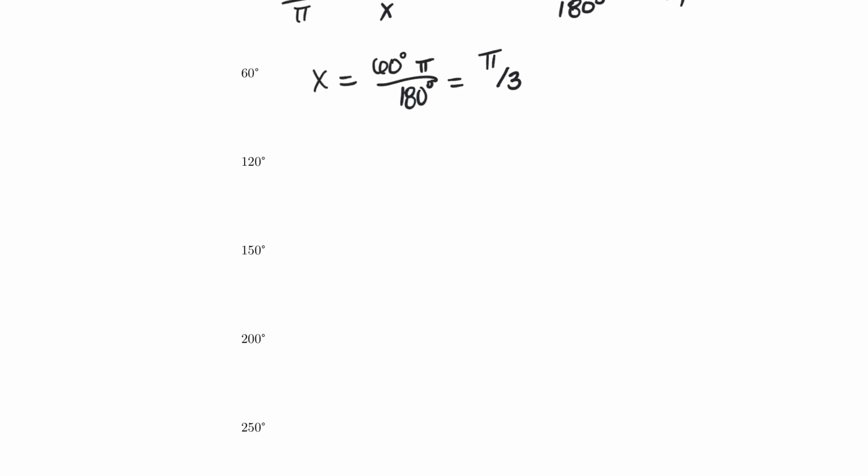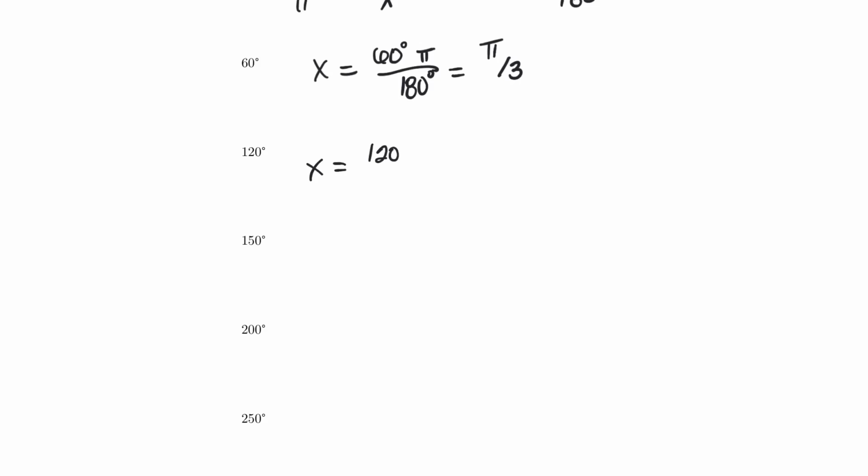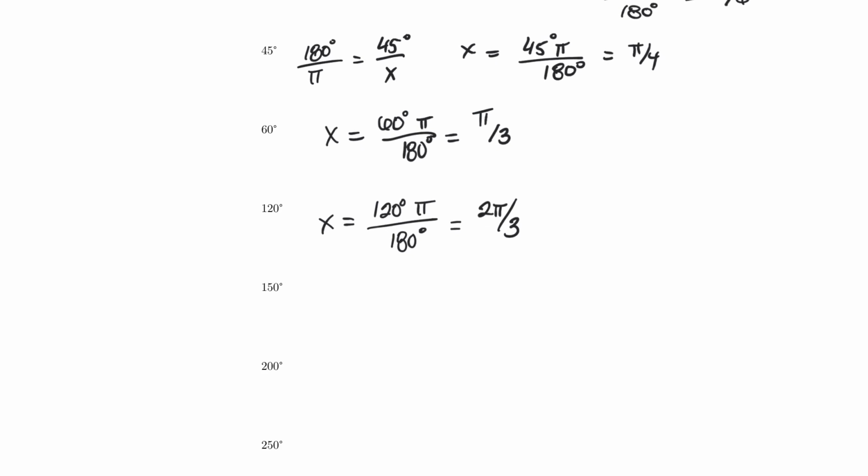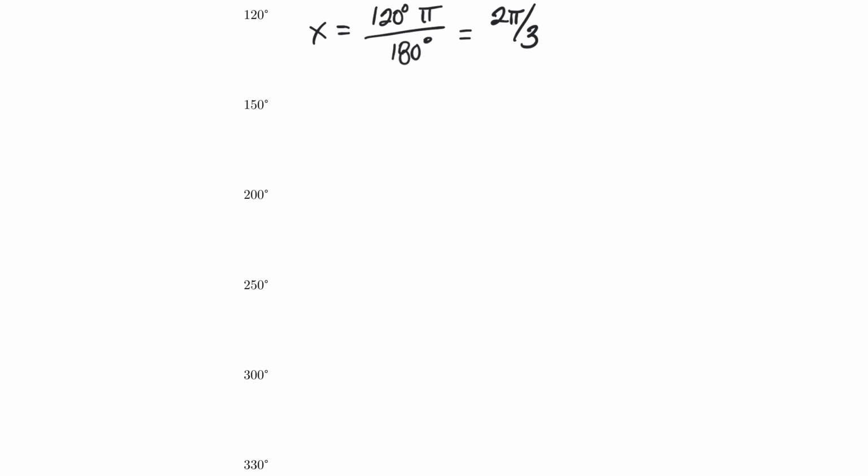Okay, so let's move on to the next example. We have x is equal to 120 degrees pi over 180 degrees. And how much is this? This will be 2 pi over 3. Okay, so 120 degrees is 2 pi over 3 radians. When you don't write radians, it's already assumed that it is radians because you're talking about an angle, right? Okay, so for this example, x equals 150 degrees times pi divided by 180 equals 5 pi over 6. Okay, so 5 pi over 6 is 150 degrees.